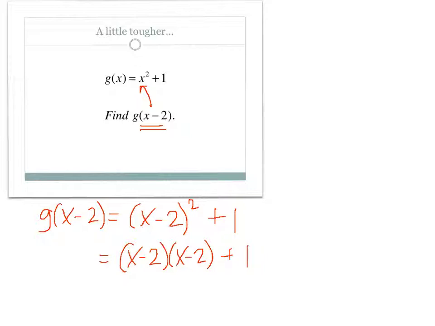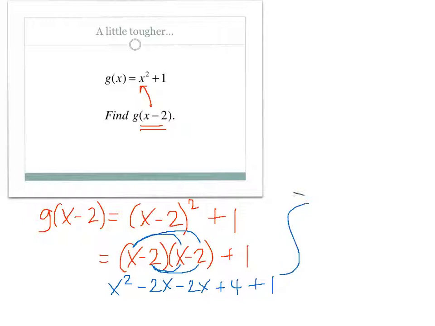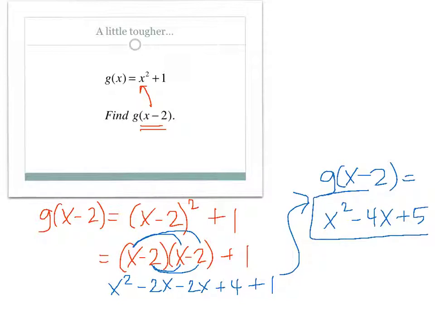So if we go to FOIL that, I'll switch colors here so you can see it a little bit. Firsts, we get x squared. Outsides is minus 2x. Insides is minus 2x. And last is plus 4. Don't forget to carry down that plus 1. What we end up with for our answer is g of x minus 2 equals, if we combine like terms, x squared minus 4x plus 5. So that would be your final answer.